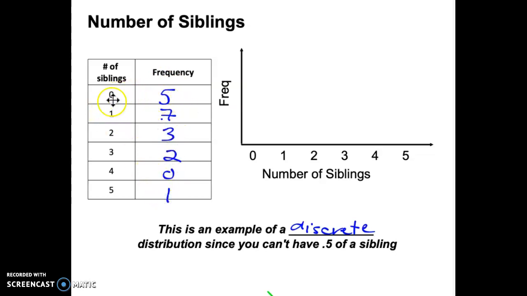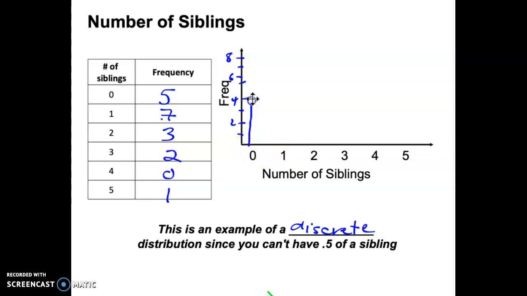So 5 people were only children, 7 people had 1 sibling, 3 people had 2 siblings, 2 people had 3 siblings, 0 people had 4 siblings, and 1 person had 5 siblings. Now, because it's a discrete variable, when we're doing the distribution, we are going to draw it as a bar graph. So the graph is going to have bars that are all separated. So here I'll go all the way up to 7, 2, 4, 6, and 8. Okay, so for everyone, we're just going to do a bar.